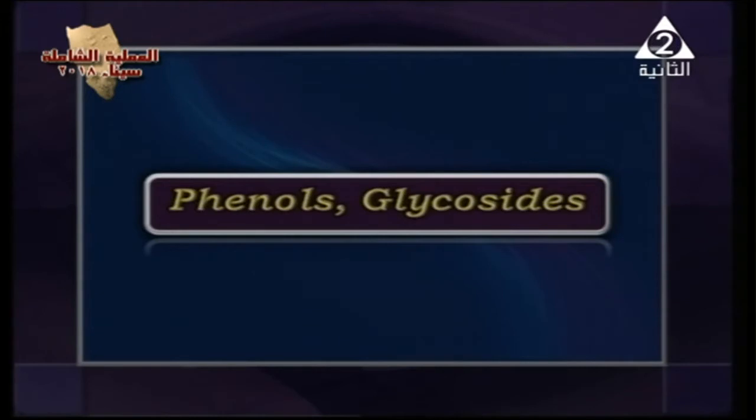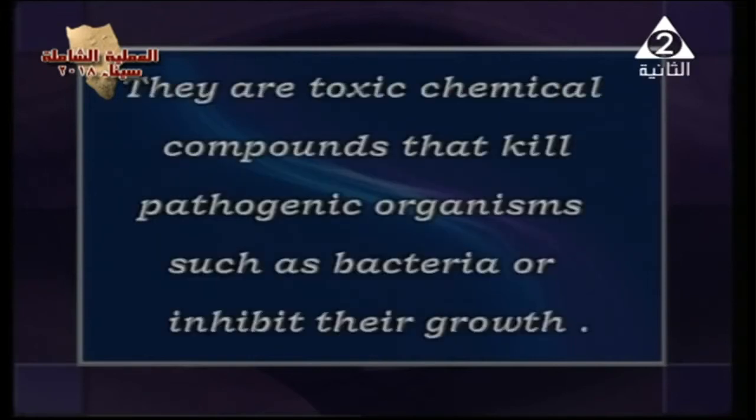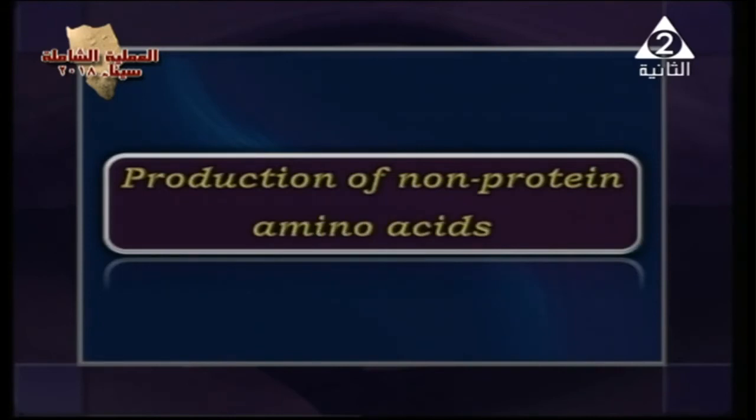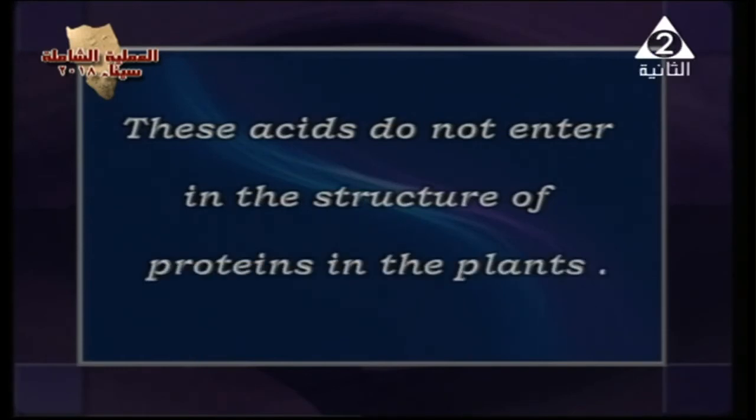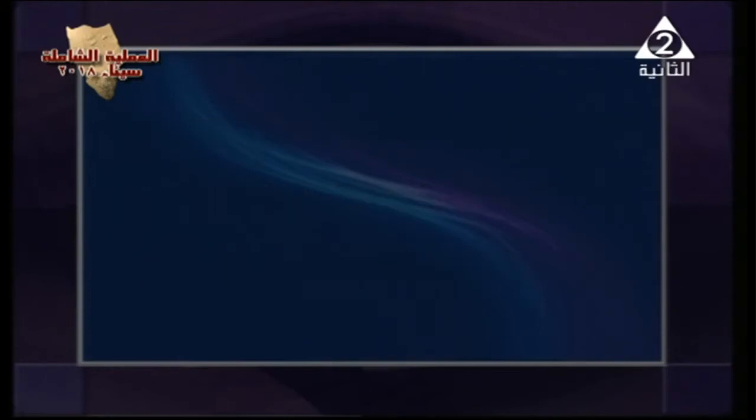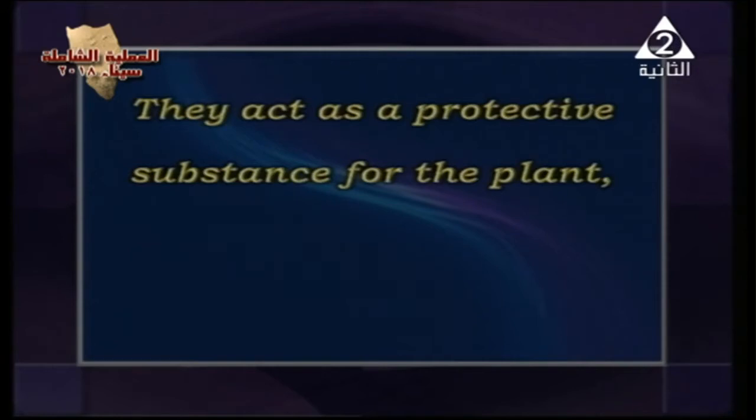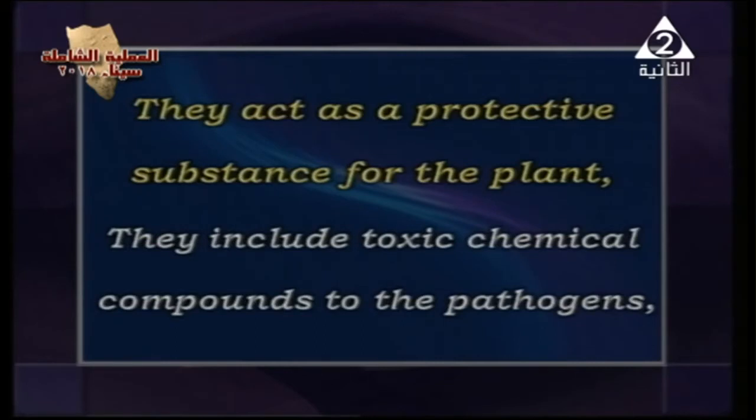From these compounds are phenols and glucosides. Those are examples of the antimicrobial chemicals. They are toxic chemical compounds that kill pathogenic organisms such as bacteria, and may inhibit their growth. Production of non-protein amino acids: these compounds don't enter into the structure of the plant's proteins, but they are secreted after infection. They act as protective substances for the plant, and they include toxic chemical compounds for the pathogens. So they are toxic, but not for the plant. They are toxic for the infecting pathogens or any external factor that may infect the plant.